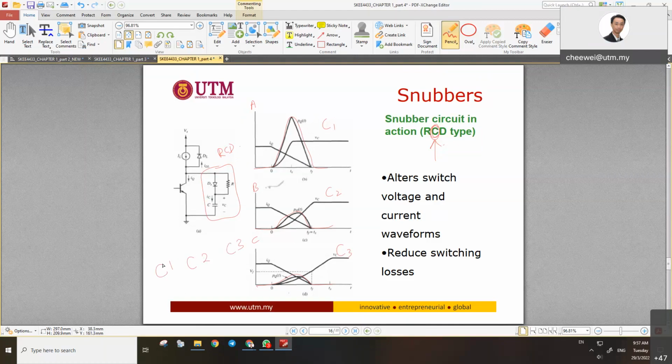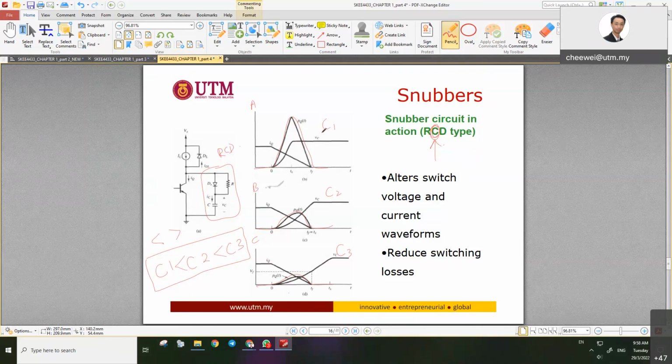So which one is big? C3 is bigger than C2, and C2 is bigger than C1. Is it like that? Yes.